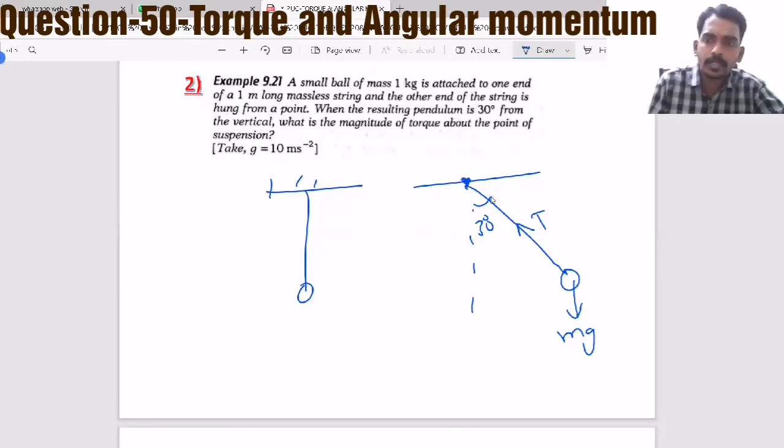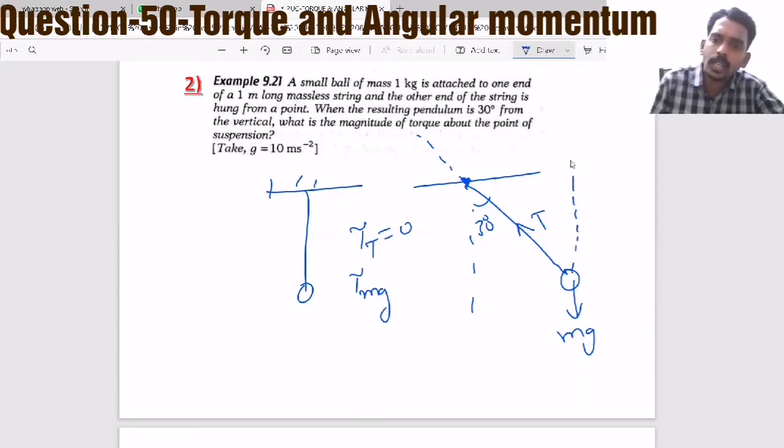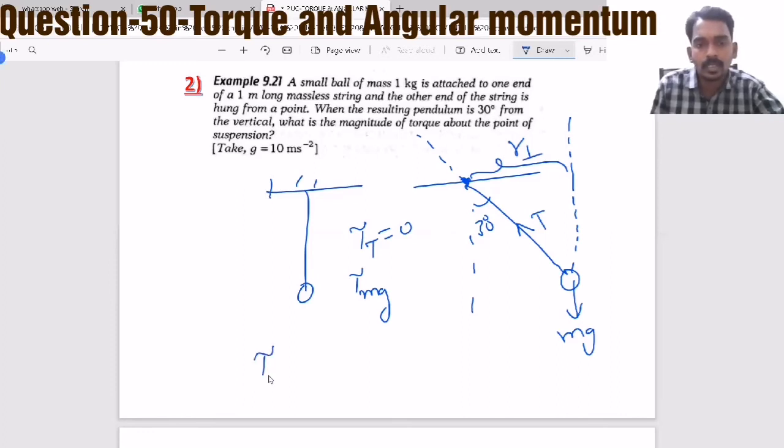Now about the point of suspension they are asking. When you take torque about the point of suspension, the tension is passing through that point, meaning the line of action of tension is along that. So the torque due to tension is 0. Then only we have the torque due to mg. Now, what I said, you have to draw a line along the line of action of force. Then you draw the perpendicular, that will become r perpendicular. Then torque due to mg will become r perpendicular into mg, where this is L.